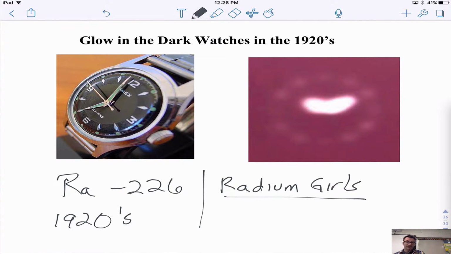And there were all these women working in these watch factories, and they were painting the bands with the radium paint. A few interesting things is they thought it was cool, and they were told that it was completely harmless to them. So some of them would use it as makeup or to paint their face.